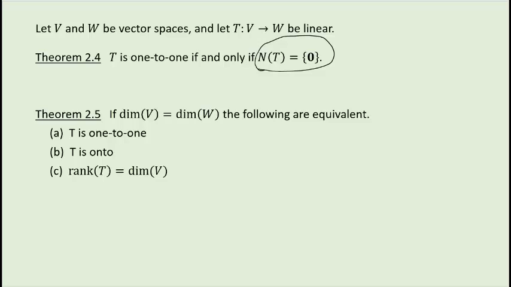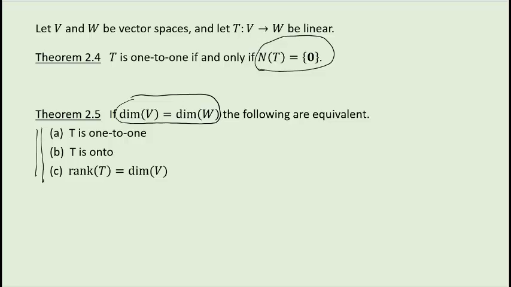Theorem 2.5, you could prove this yourself. It is a very short little proof. If the dimension of V is equal to the dimension of W, only if the dimensions are exactly the same, you can say that these three things are equivalent. Here we can say onto means 1 to 1, 1 to 1 means onto. It's just like if you have two sets containing 10 elements. If someone says you have a map from one set to the other and it's onto, well, you know it's 1 to 1, and vice versa.